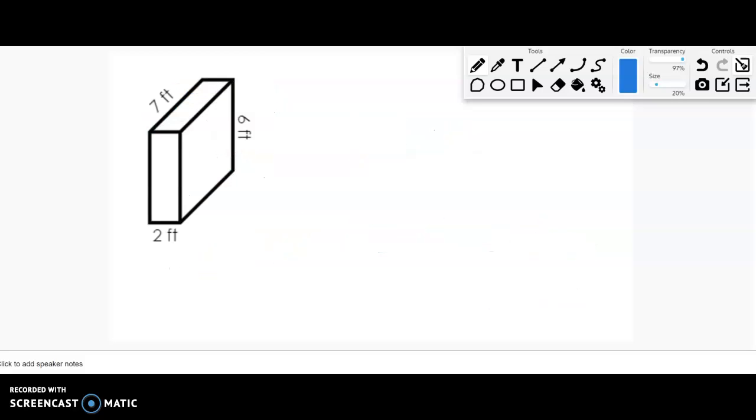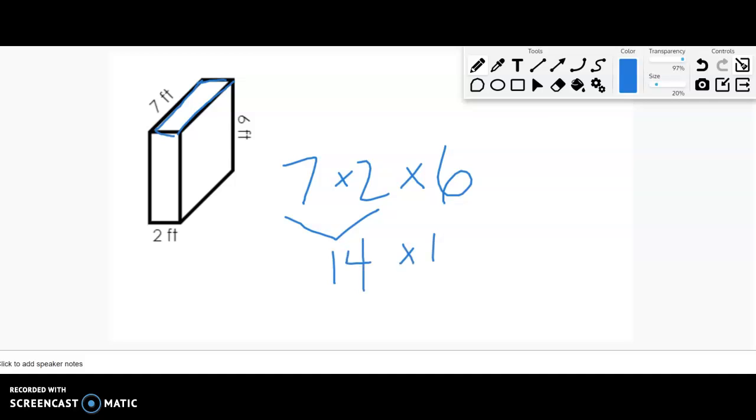Sometimes they just give us the numbers, so we can do 7 times 2 times 6. Again, 7 times 2 is going to be the base, which is 14, times the height, which is 84, I believe, and it's feet cubed. So it's, again, I could fit 84 cubes in there that were a foot by a foot by a foot. Check my math if that's not right.